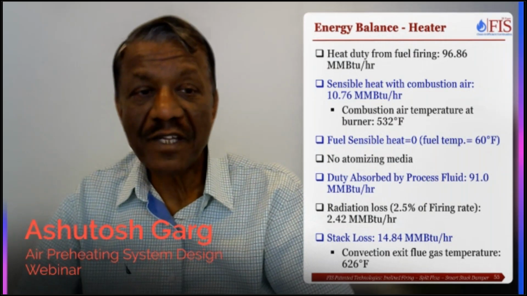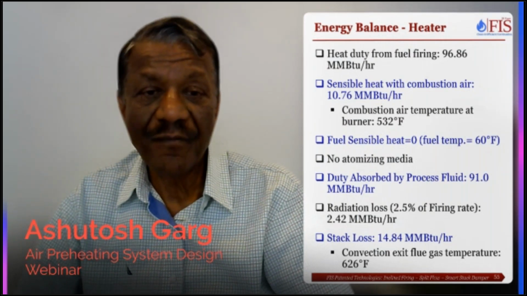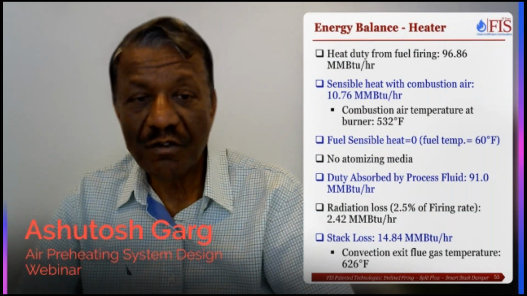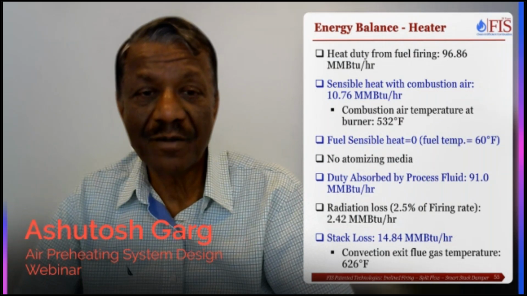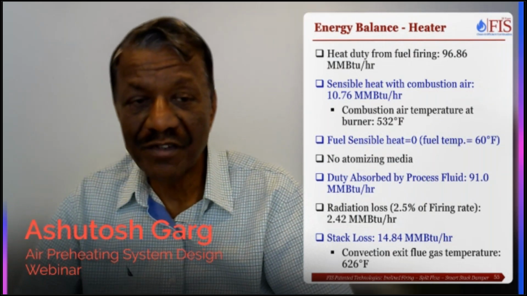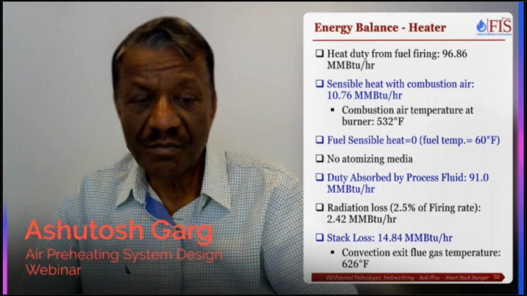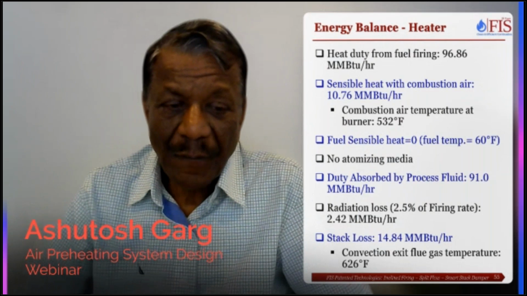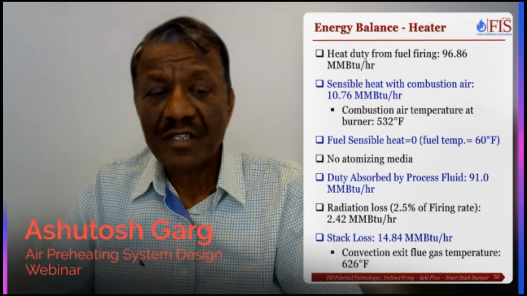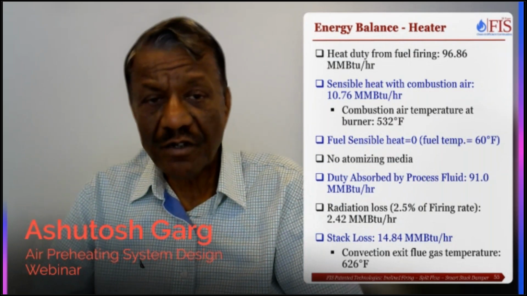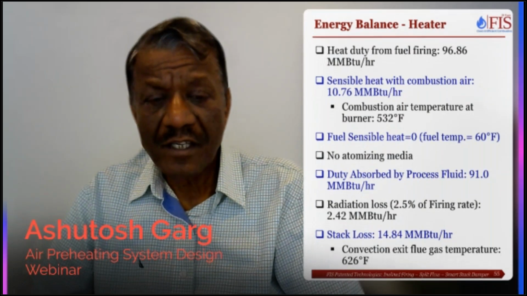So from the fuel side, we are firing about 97 with an air preheater. Combustion air heat duty goes up because now the temperature is 532, so about 10%, about 10.76. Fuel is zero, atomizing media is zero. Radiation loss, we have taken about 2.5%. Can be reduced also. Stack loss is about 14.84, that is before the heat is recovered.